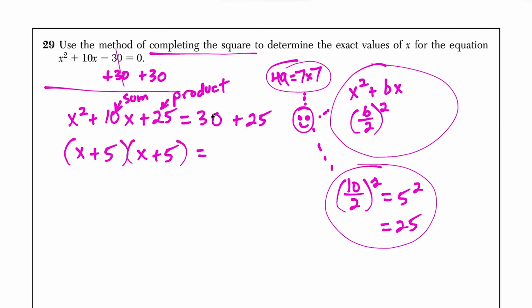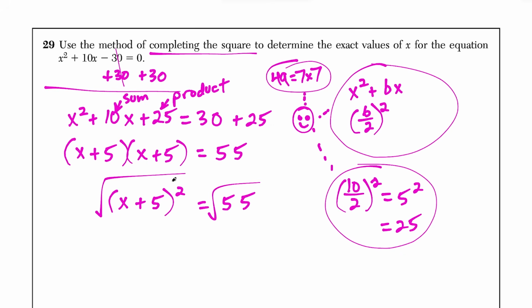Okay, and on the right side, 30 plus 25 is 55. And now the left side, x plus 5 times x plus 5, we can express as x plus 5 squared. And this is now equal to 55. And from here, to get rid of the square, we're going to take the square root of both sides. But one thing we have to be very careful of is we can't just say the square root of x plus 5 squared is x plus 5. We have to make sure that we tack on the plus or minus. This is a common mistake students make: they forget to write plus or minus next to the square root. So we have plus or minus the square root of 55.